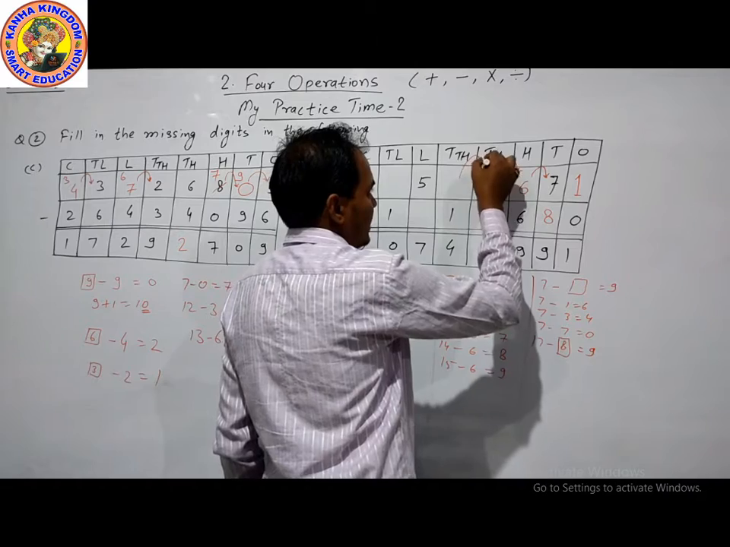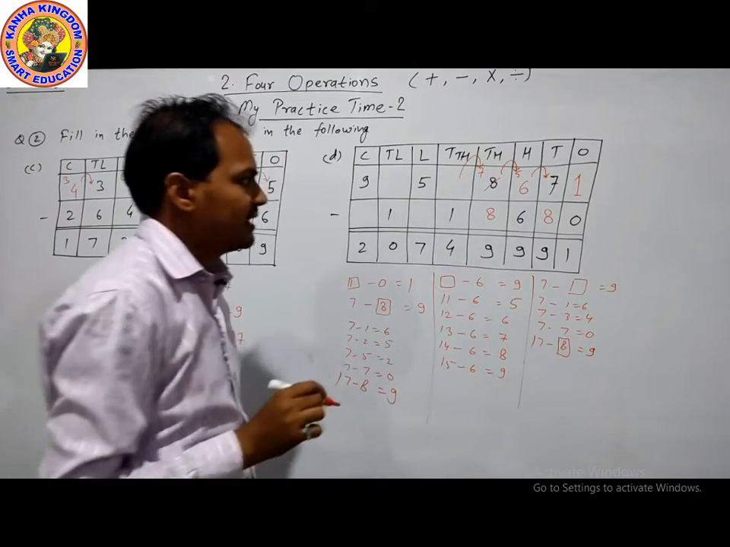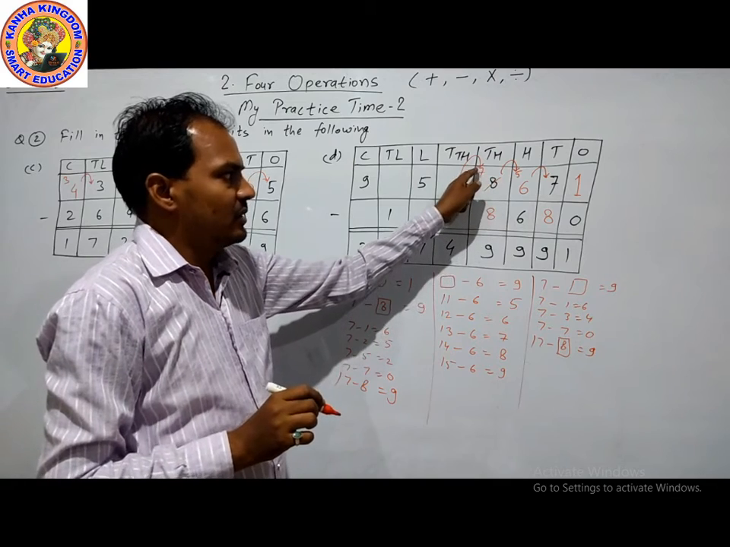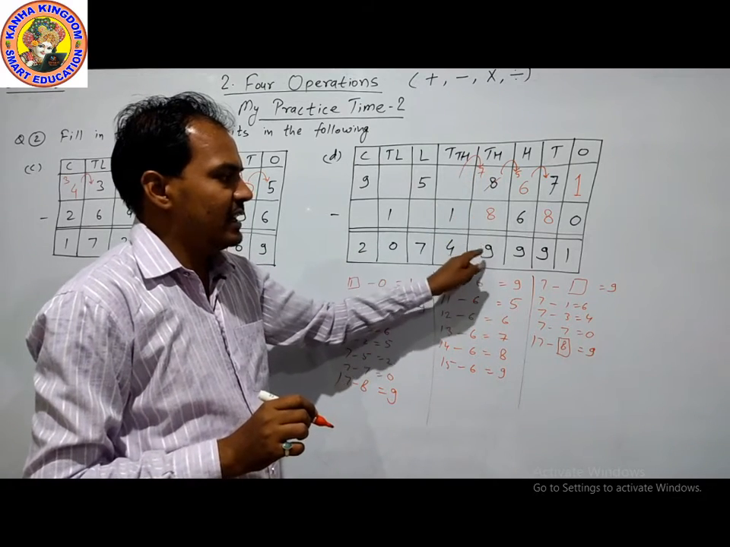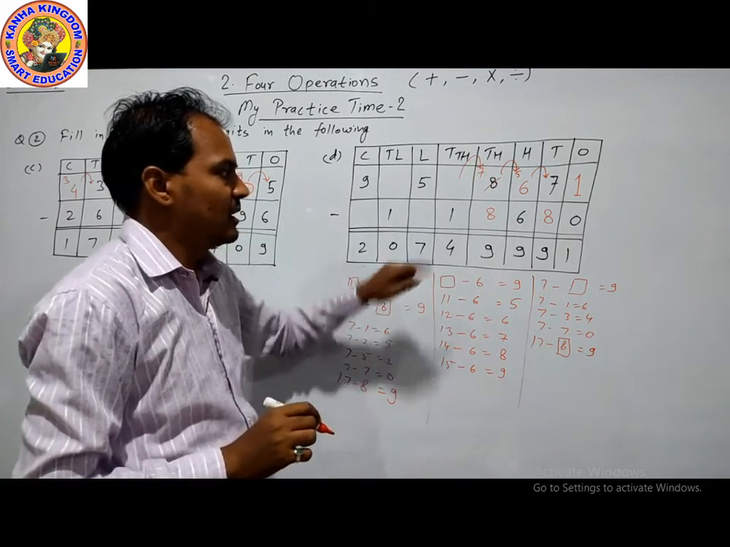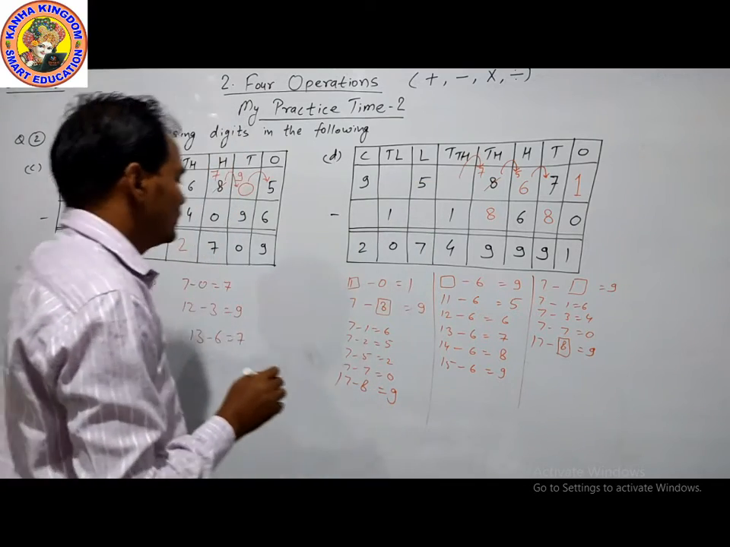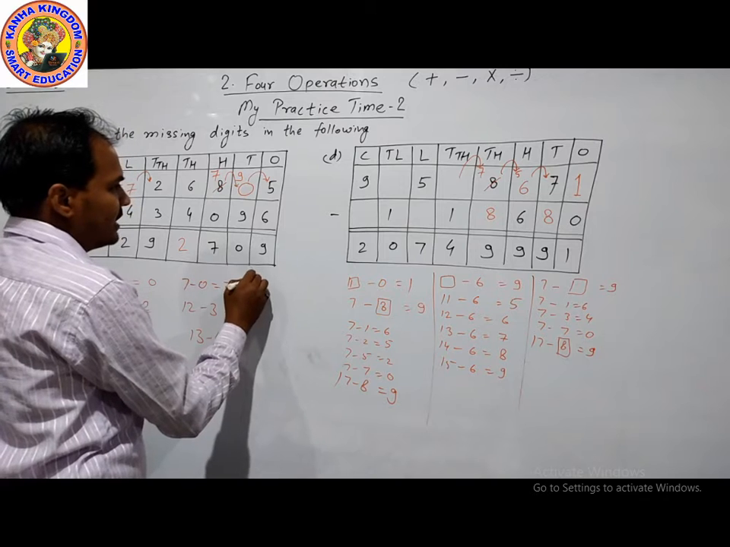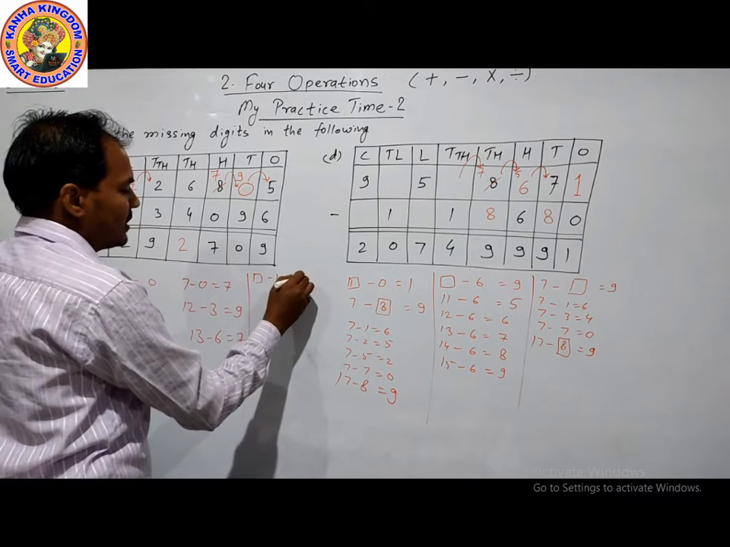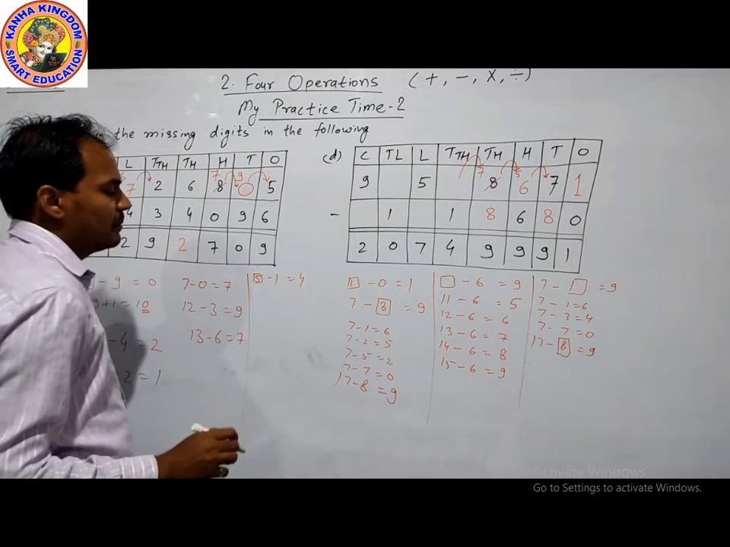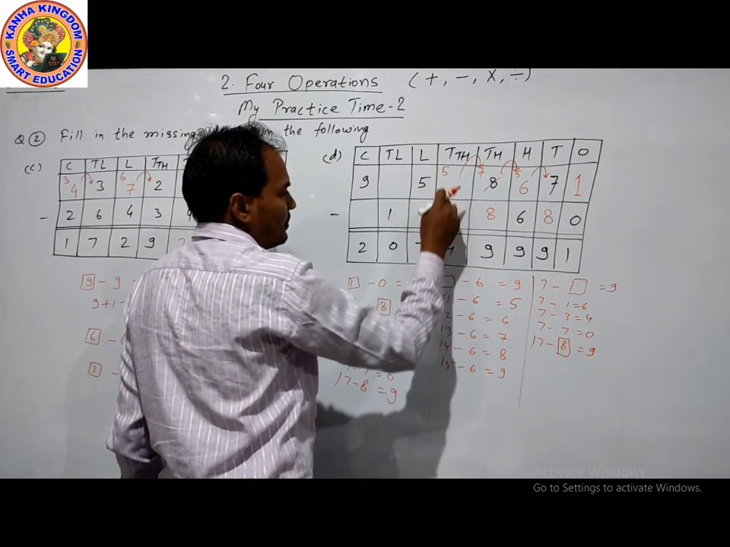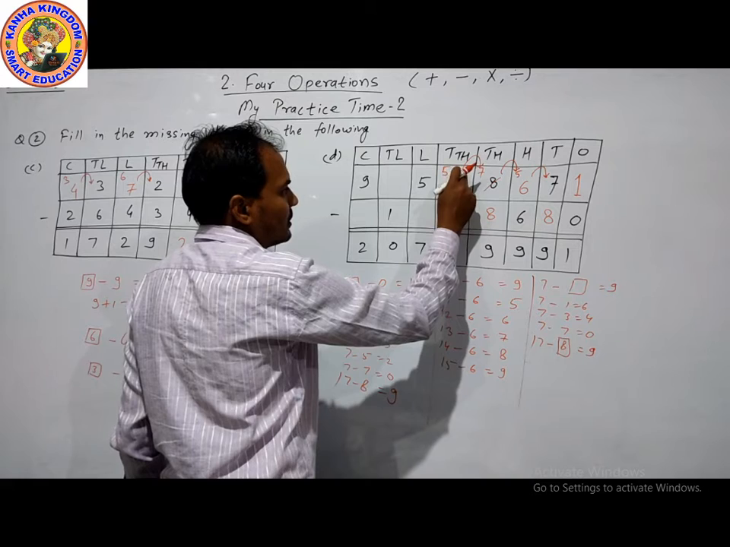Now this will be converted to 17 by taking a borrow point. 17 minus 8 is equal to 9. Now here a digit minus 1 is equal to 4. We know that 5 minus 1 is equal to 4.